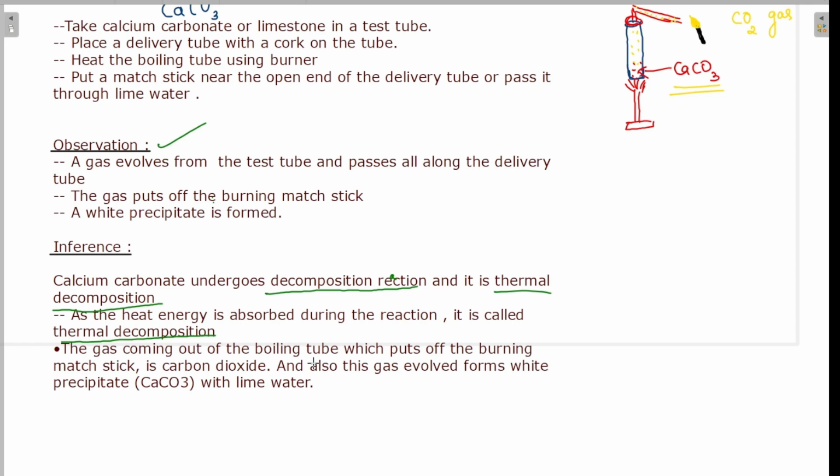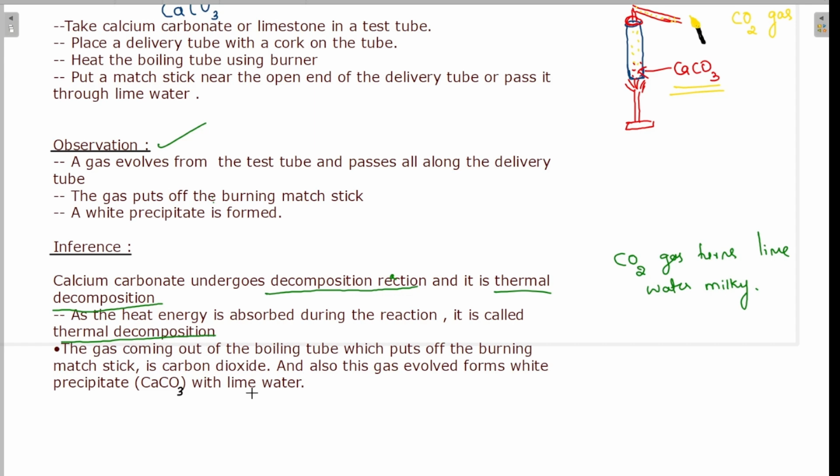The gas coming out of the boiling tube will put off the burning matchstick. Then we come to the conclusion that the gas liberated is carbon dioxide, and this gas evolved forms a white precipitate with lime water. This is one more test for carbon dioxide gas. When carbon dioxide gas is passed through lime water, it will turn lime water milky. CO2 gas turns lime water milky. This is how we conclude that the gas liberated is carbon dioxide.